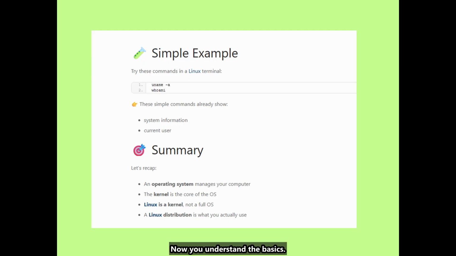Now you understand the basics. In the next video, we will go deeper into Linux.